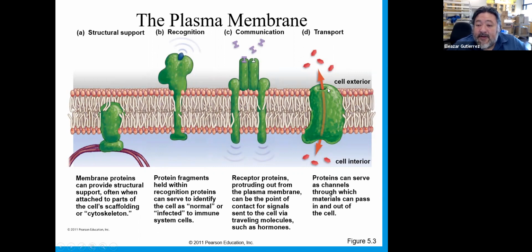And one of the things that's interesting about this, again, is that the outside of this plasma membrane has to be hydrophobic, so it can attach to the hydrophobic interior, but the inside has to be hydrophilic, because remember, sugar is polar and it only associates with hydrophilic environments. So very, very interesting, okay? So proteins can serve as channels through which materials can pass in and out, okay? And we're gonna go more into detail into this. This gets really interesting. But these are the main four: structural, recognition, communication, transport.